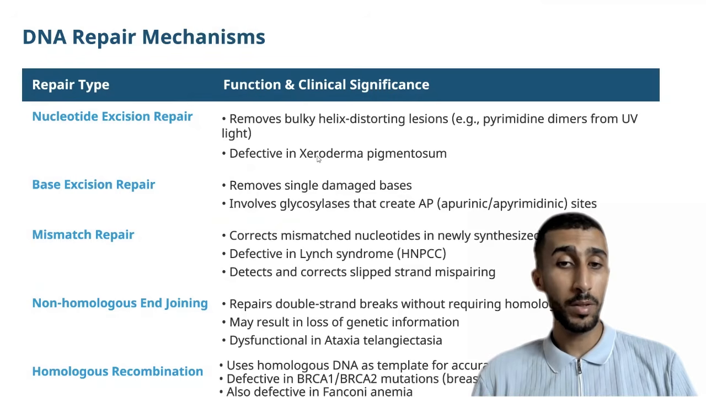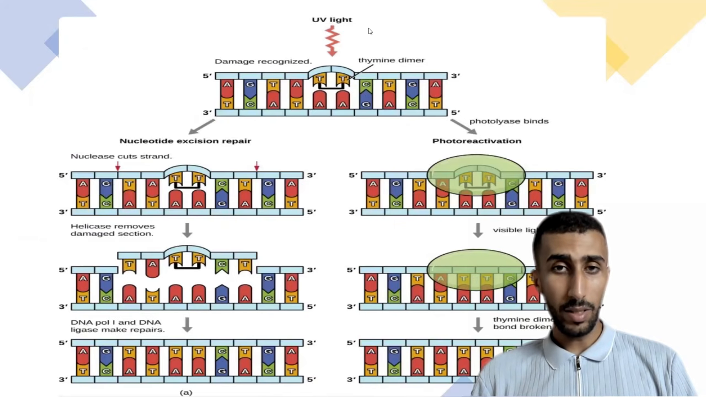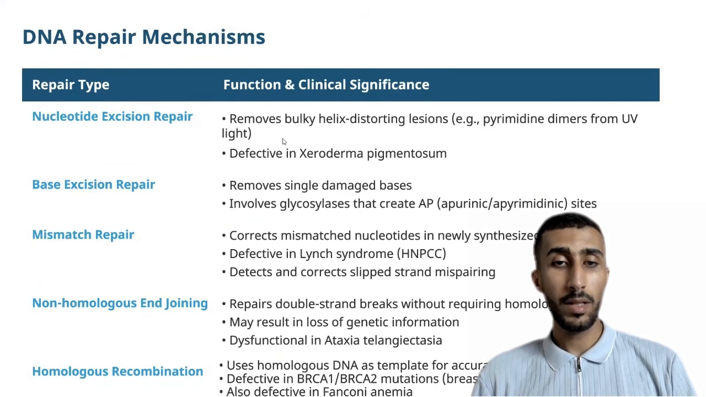Remember, people with xeroderma pigmentosum can't stand UV light or sunlight, because the starting trigger for this chain of events is the UV light. UV light is the one that forms thymine dimers, and that is what is responsible for this error. So this is the nucleotide excision repair.